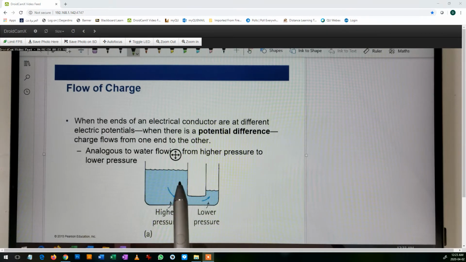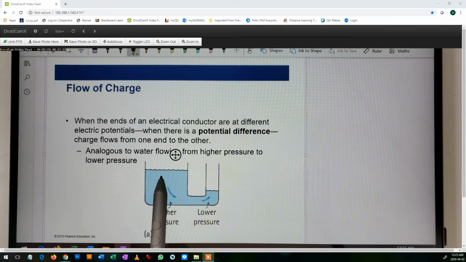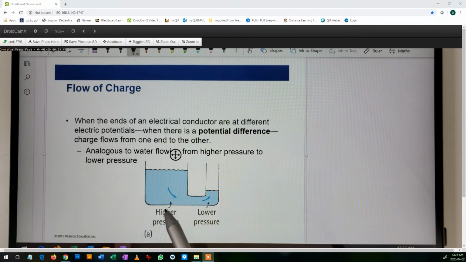suppose that we have high level of water here and low level of water here. So we expect right away that water will just go from this side to this side. So the difference in height, we can imagine it as voltage difference. So if you have a circuit and in the circuit there is a voltage difference, then you will expect to have a current.